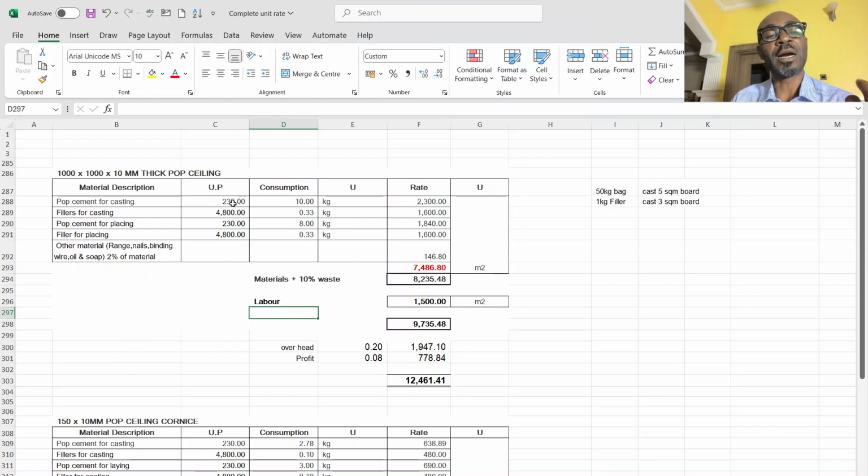So now a bag of POP is 11,500 divided by 50 to get the cost of 1 kg.